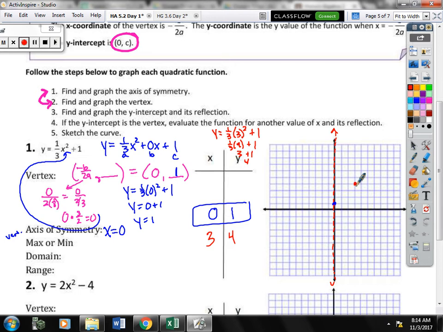And then remember, you can find P prime. Reflect that across the axis. So this is 3 spaces away, so I will go another 3 spaces on the other side.